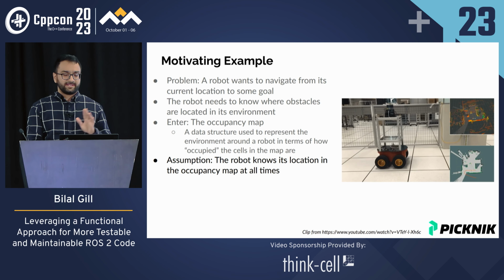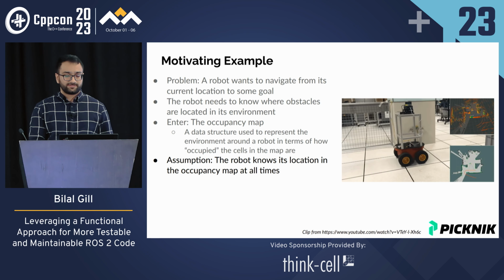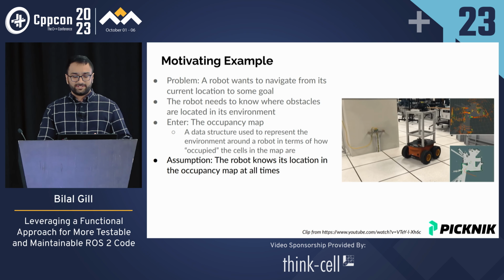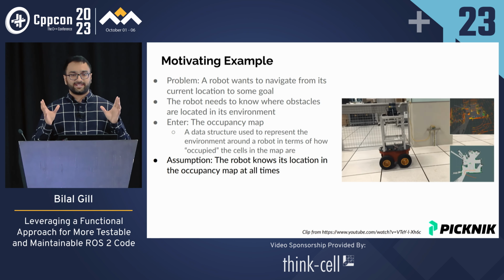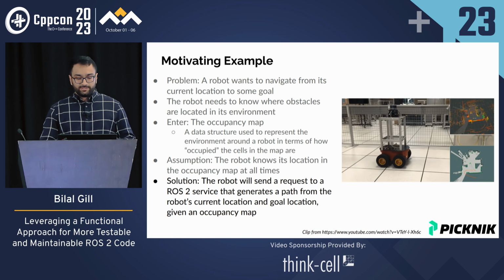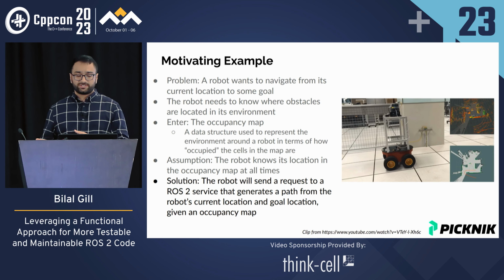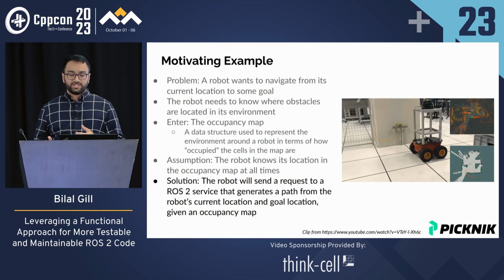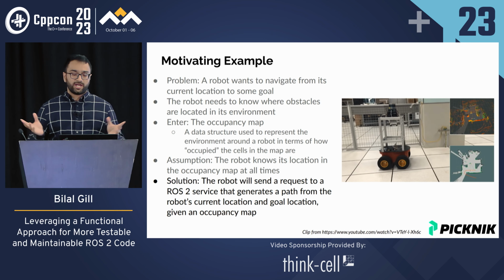We're going to make a simplifying assumption here, that the robot knows its location in the occupancy map at all times. If we didn't make that assumption, we would have to perform localization and state estimation. So let's keep that problem to actual robots and not our little toy example. Our solution for this problem is that we're going to have the robot send a request to a ROS2 service that generates a path from the robot's current location to the goal location, given some occupancy map.